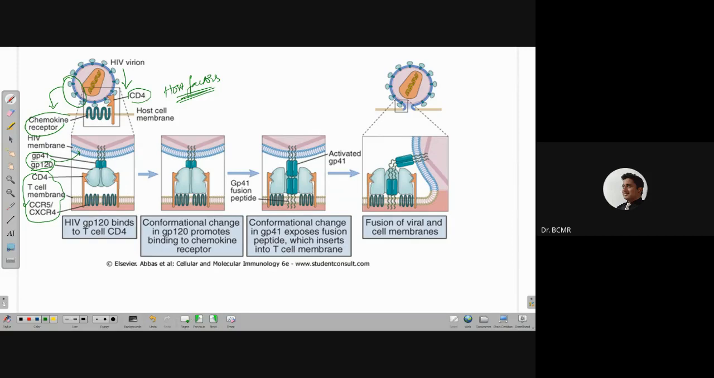So, let's see. GP41, this receptor present on the HIV, will interact with CD4 and also the receptor CCR5 or CXCR4, and then it will make a stable interaction. Then there is a fusion between these two, and eventually it will aid in the fusion of the envelope with the cell membrane, and whatever RNA contents are in the HIV are injected into the cell. That's the establishment of infection.